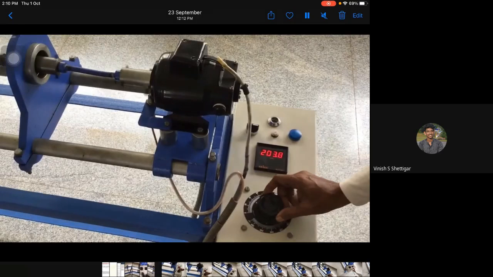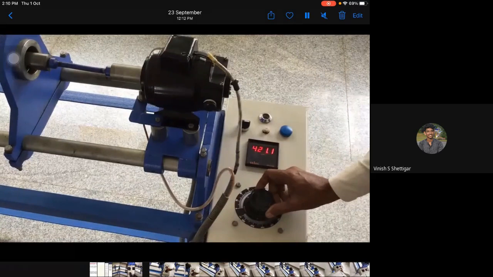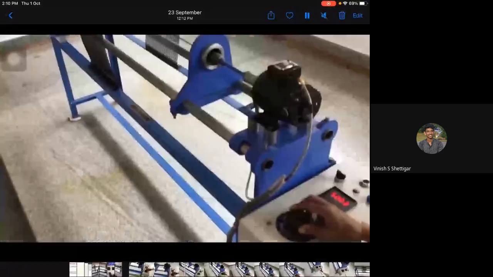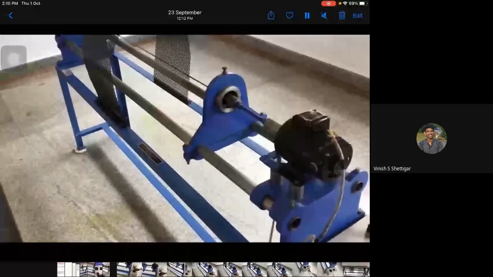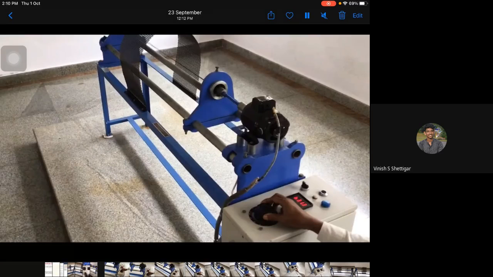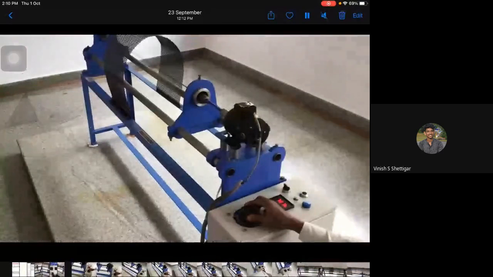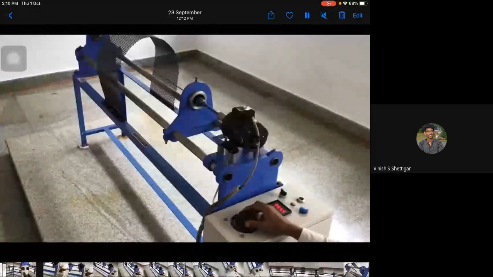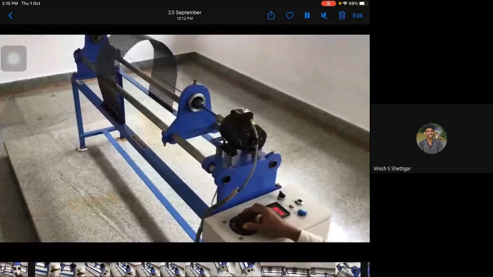Okay, as the dimmerstat is rotated, the shaft also is being rotated like this. You can observe the speed over there. Once the shaft is being rotated, you have to slowly increase the speed, slowly and slowly, because you have to observe the resonance of the shaft. The resonance of the shaft is observed at one particular speed, and that particular speed you have to note down.